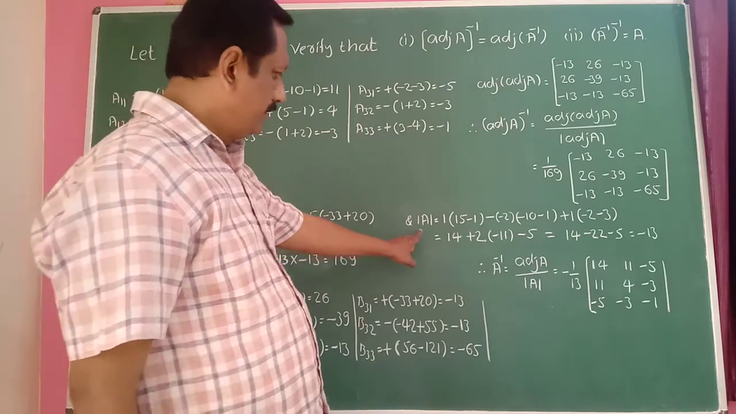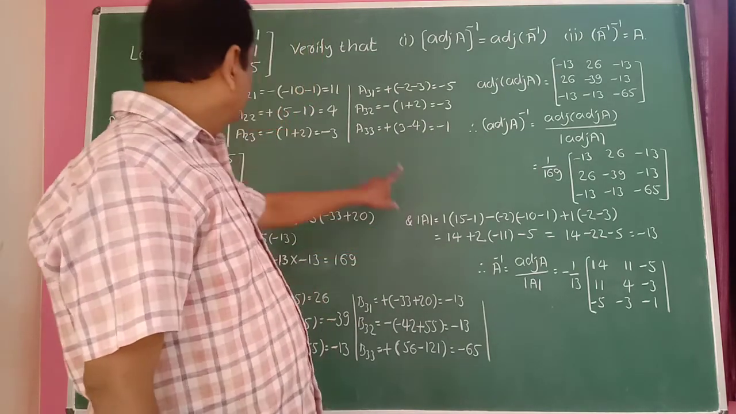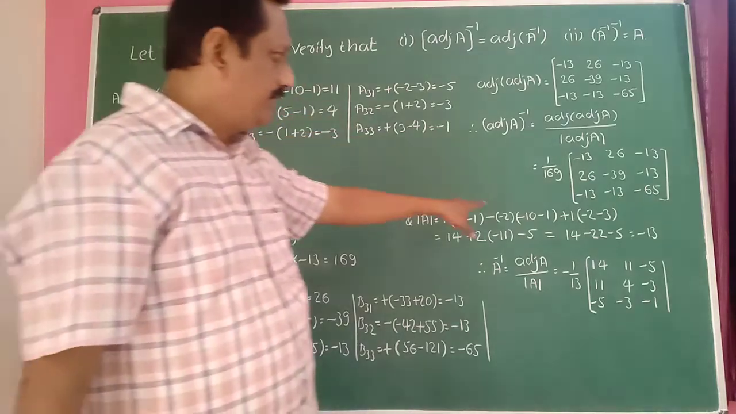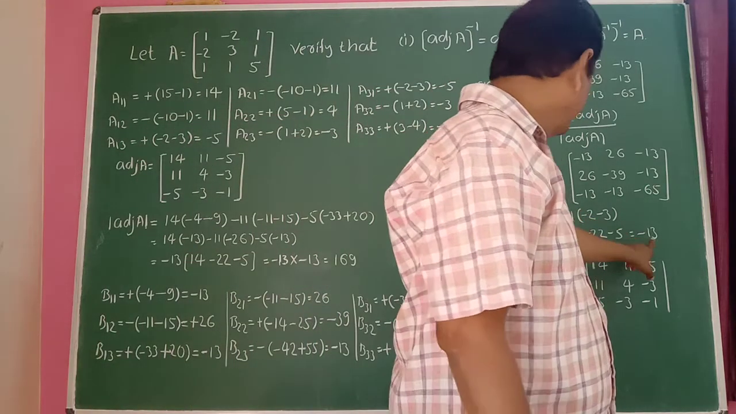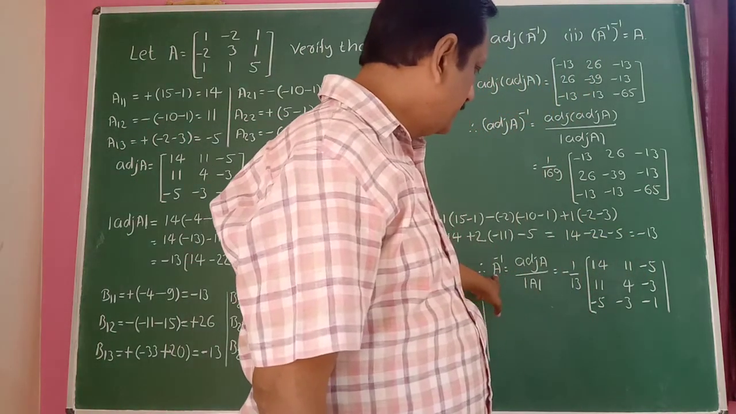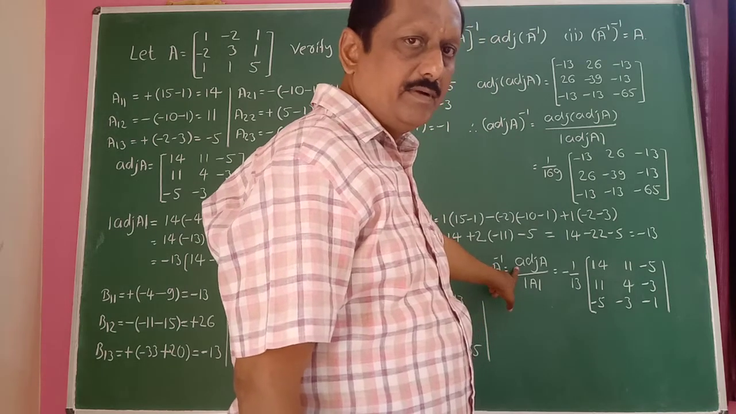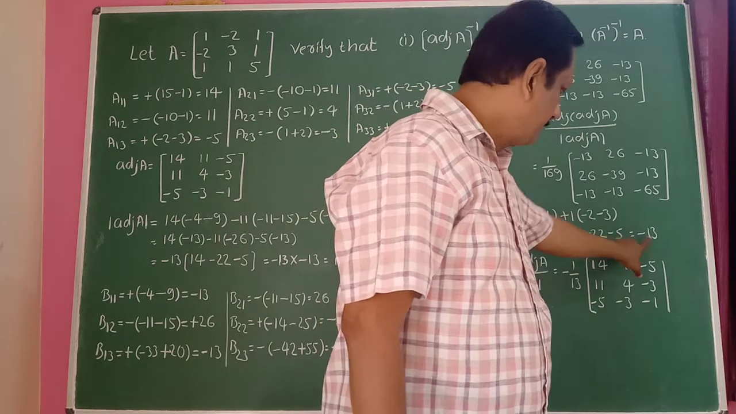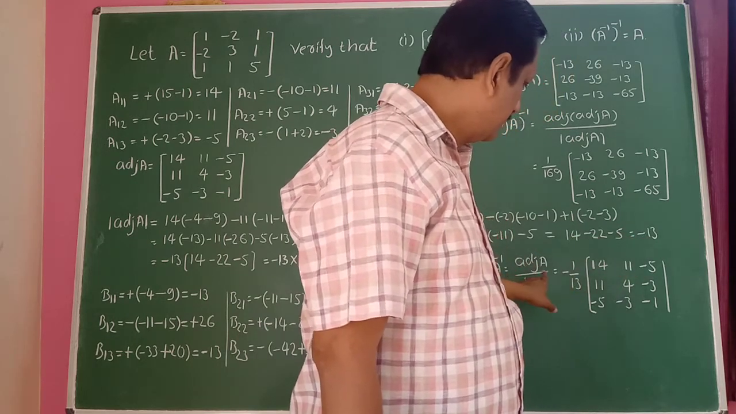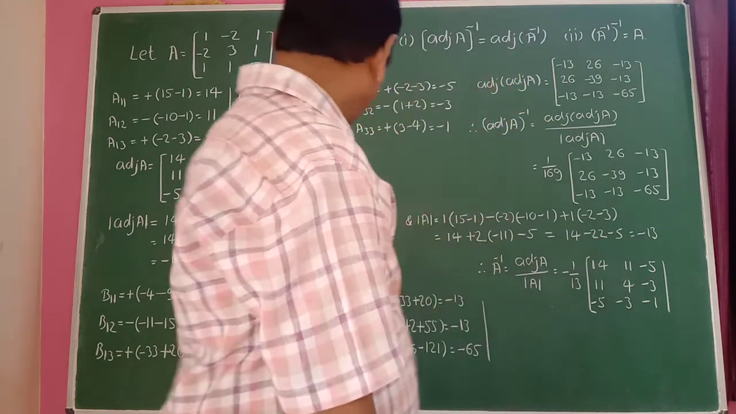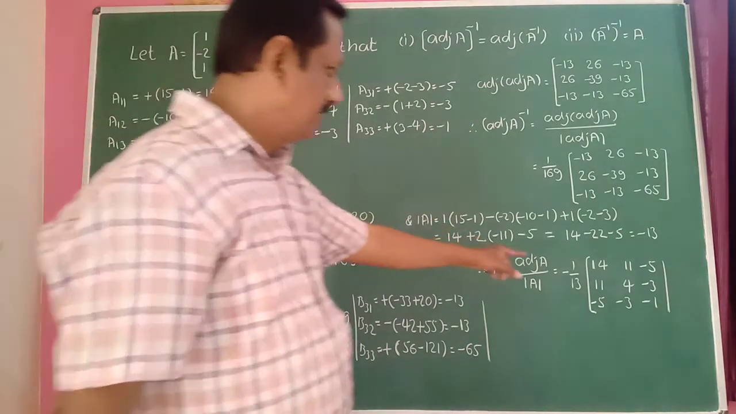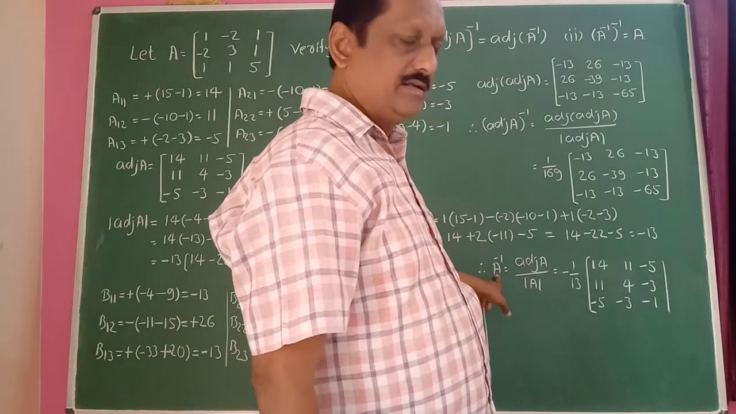Okay. Determinant of A means it's a determinant here. Therefore, we get minus 13 here. Then A inverse is adjoint of A divided by determinant of A. Yes, the determinant of A is minus 13, so minus 1 by 13. Adjoint of A is this matrix here. Use this to get A inverse.